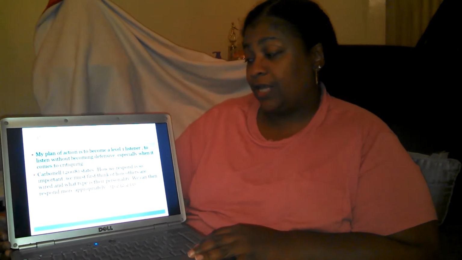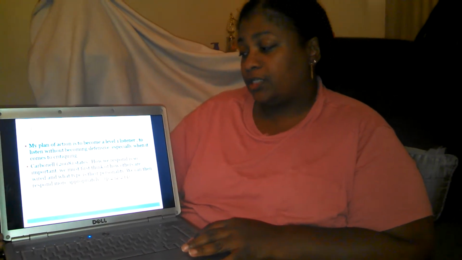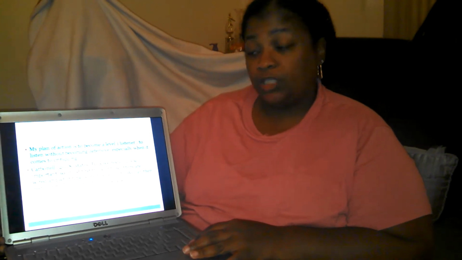Plan of action, using my overarching goal. My plan of action is to become a level 1 listener. To listen without becoming defensive, especially when it comes to critiquing or criticizing. Carbonell states how we respond is also important. We must first think of how others are wired and what their type of personality is. Then we can respond to them more appropriately. So therefore, we must sit back and look at the person and listen to what they are saying and be prepared to respond to them correctly. Therefore, we won't come off making the wrong judgments and becoming judgmental.